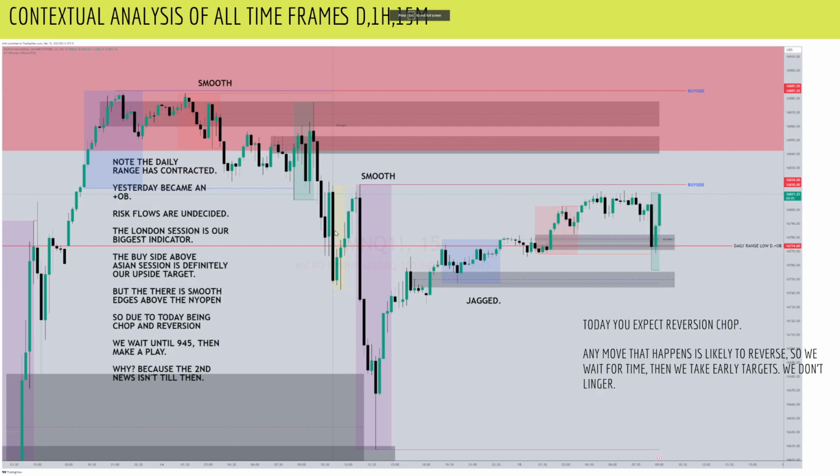So the idea here is that the range is contracted. We're at the bottom of the daily range. Yesterday turns into an order block, bullish order block rather. Risk flows are undecided, and it's Friday, so we're expecting it to be sideways and choppy.